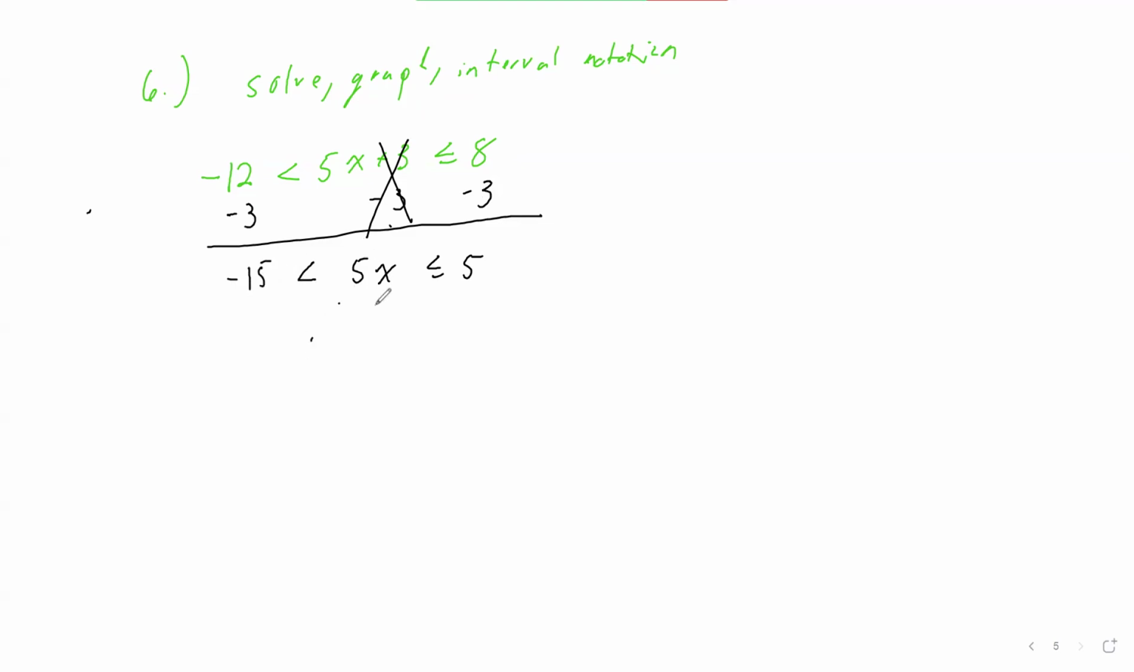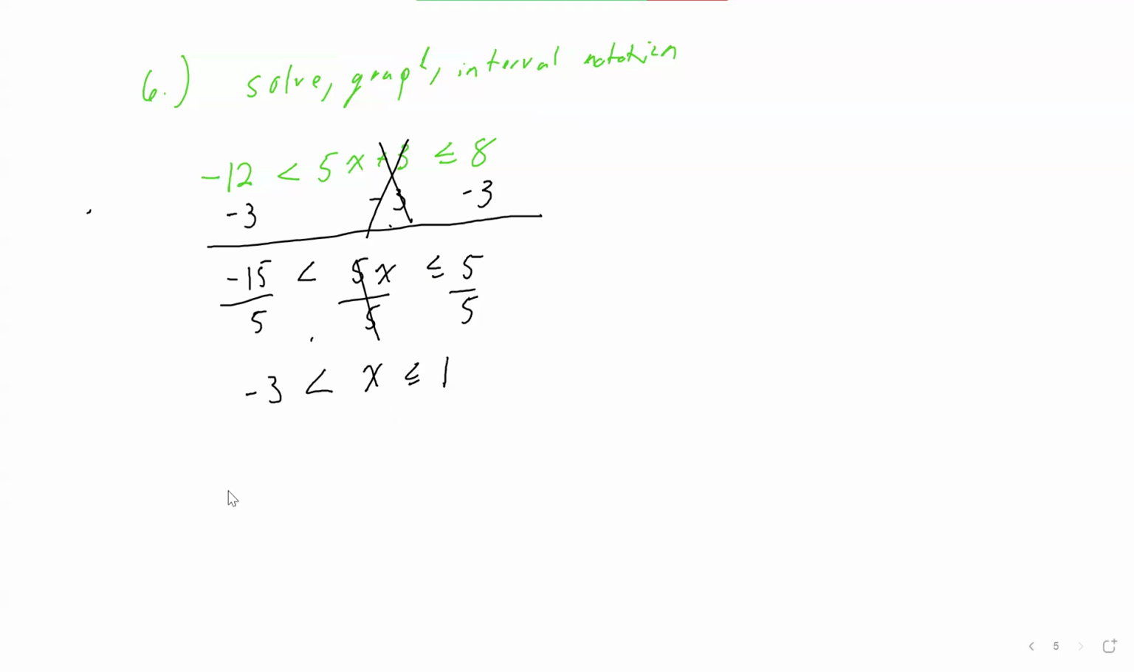Then you divide, but instead of doing it on both sides, you're going to do it on all 3 sides. So that just gives me x. 5 divided by 5 is 1. 15 divided by 5 is 3, and a negative and a positive make a negative. So there is your answer.